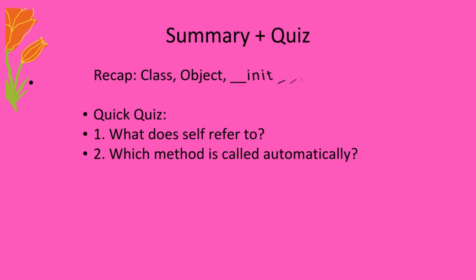Let's wrap up what we have learned. A class is a blueprint. An object is an instance of that blueprint. The init method helps us initialize objects. Self lets each object refer to itself. Here's a quick quiz to test your learning. What does self refer to in a method? Which method runs automatically when an object is created?